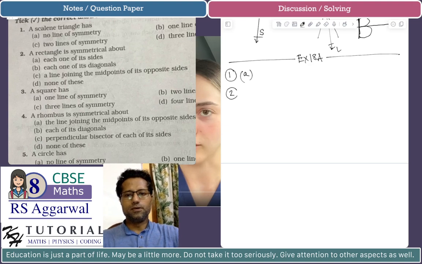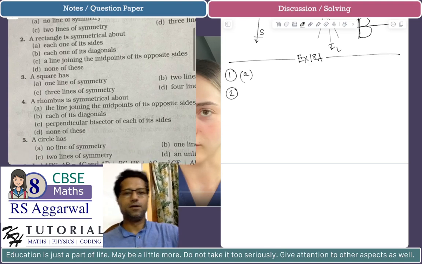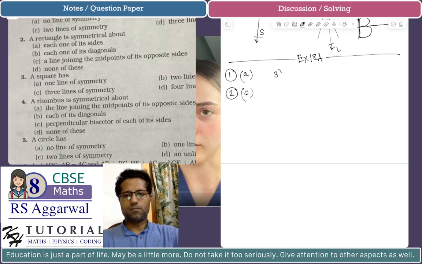Problem number 2, it says a rectangle is symmetrical. We have just seen a rectangle is symmetrical about each one of its sides, no. Each one of its diagonals, no. A line joining the midpoints of its opposite sides. So the choice is C. A rectangle has two lines of symmetry, and those two lines are the lines joining the midpoints of the two opposite sides. So problem number 2, the choice is C, a line joining the midpoints of its opposite sides. Okay. Let's see problem number 3.